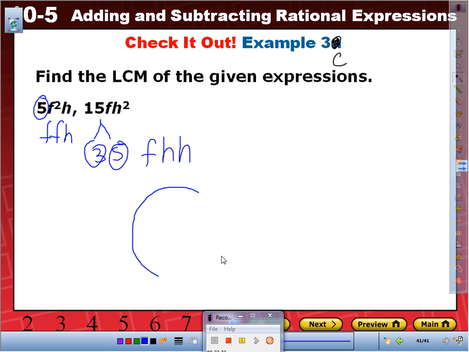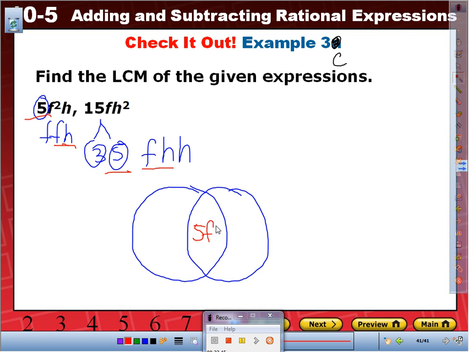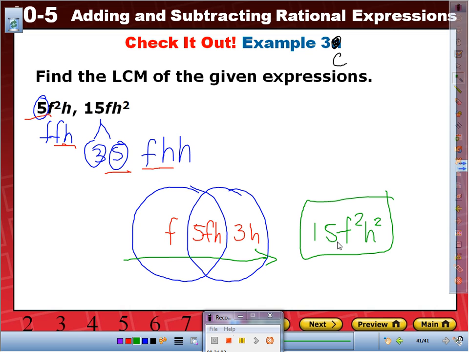So my Venn goes like this. I'm going to identify my GCF. What's the same here and here? 1, 5, 1 F, and 1 H. So therefore I write 5 F H. What's left for this one? F. What's left for this one? 3 H. And now I just need to multiply all the way through. 3 times 5, that's 15. F times F, that's F squared, H squared. Hands up if you got that. And that's my LCM.